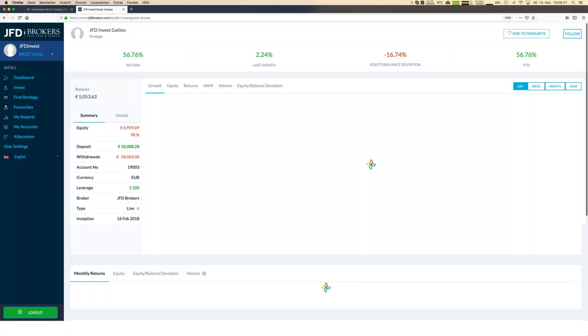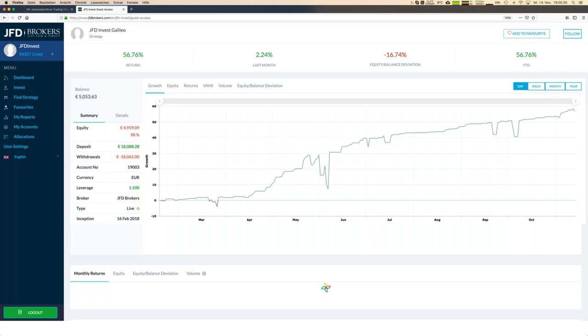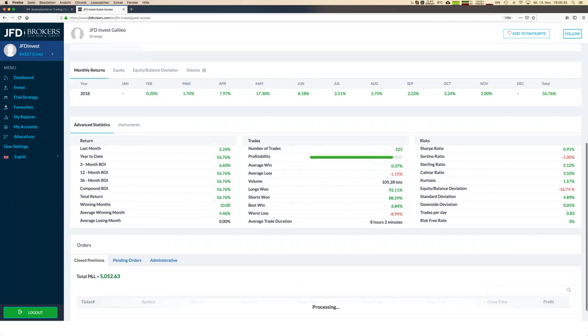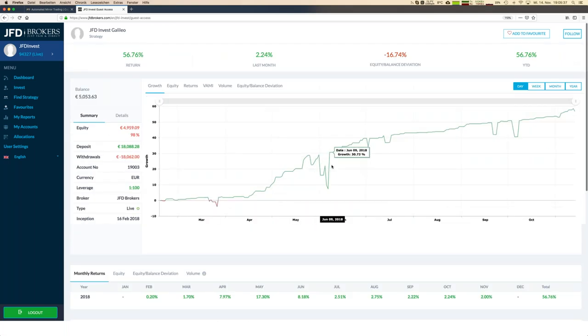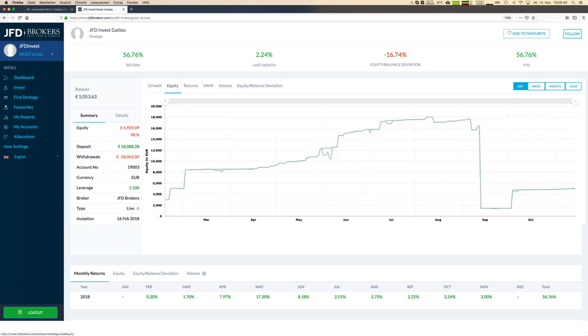JFD Invest Galileo: the balance is growing, perfect. And you see, okay, there have been some problems, and you see those even in the growth here. Maybe those dips to the south are temporary. Let's have a view on equity, because then we see both equity and balance. And there have been withdrawals. Okay, now I see.